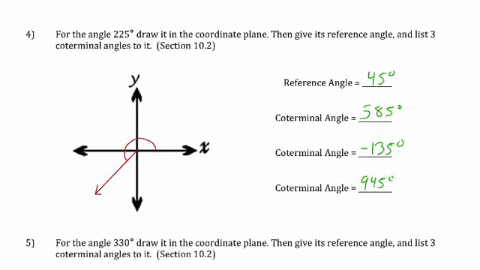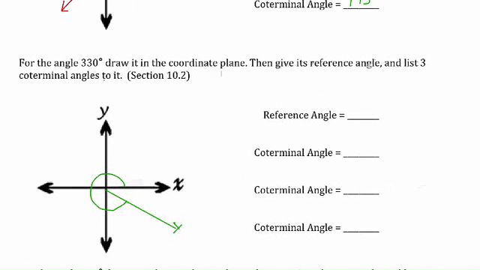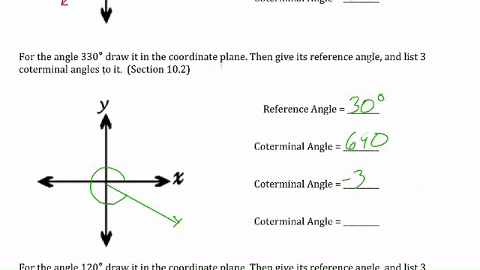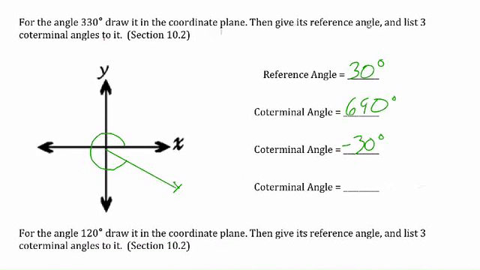So for number 5, let's see, 330 degrees, so that's right about here. You're 30 degrees away from the x-axis. And as I said, you're 30 degrees from the x-axis, so we're at 30 degrees. Coterminal angle, we could have 690, we could have negative 30, should put degree symbols on here, and I'm going to go for a double negative on this, and we'll have negative 390.